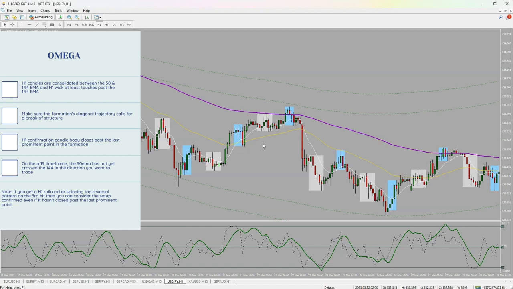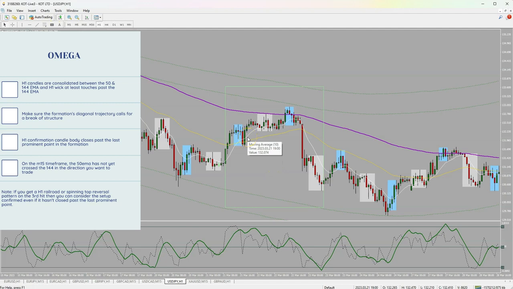But on the Omega strategy, it has to specifically be a railroad reversal pattern, which is just a box going up and down right next to each other, just like this one is right here, or a spinning top pattern, which is essentially just a smaller or skinnier form of a railroad pattern. But let's take a look at this example here.